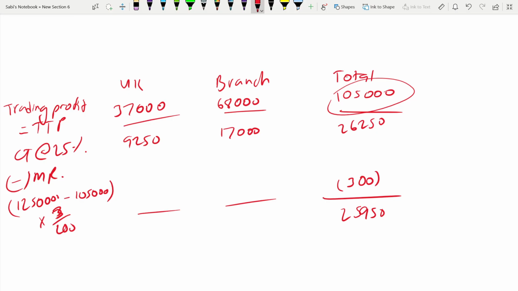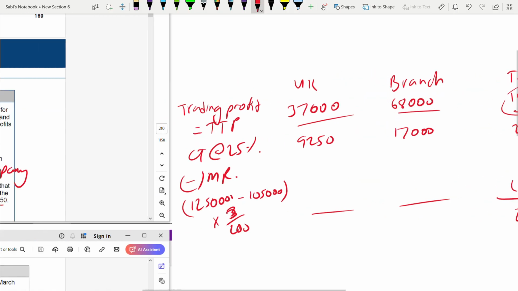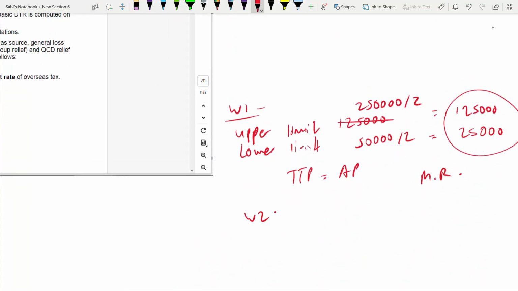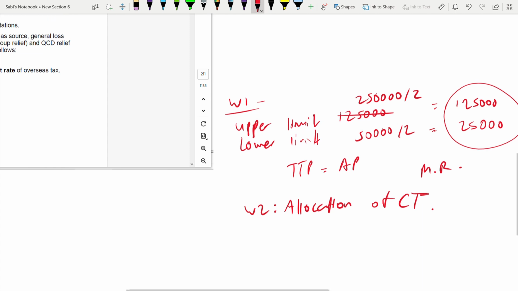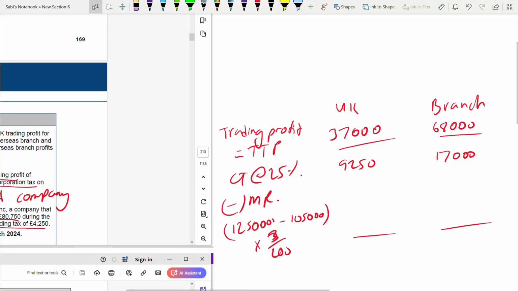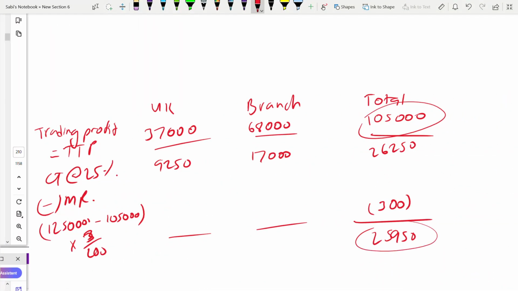So there is another working that we need, that is allocation of corporation tax. Allocation of corporation tax, CT. Okay, first we have to find the average rate of tax. Okay, what is the average rate? You need before, what is the total profit? Just now you got it, this 25,950.